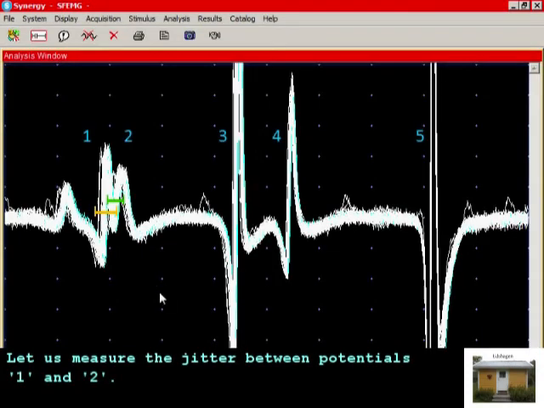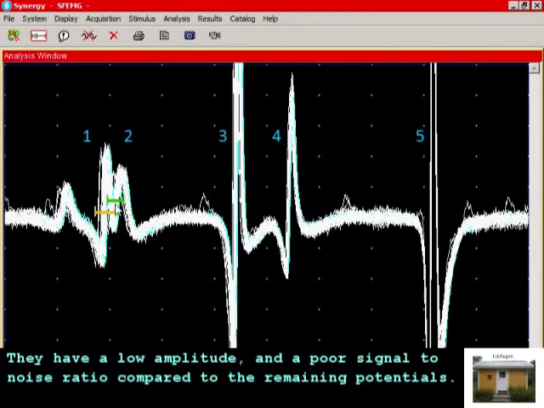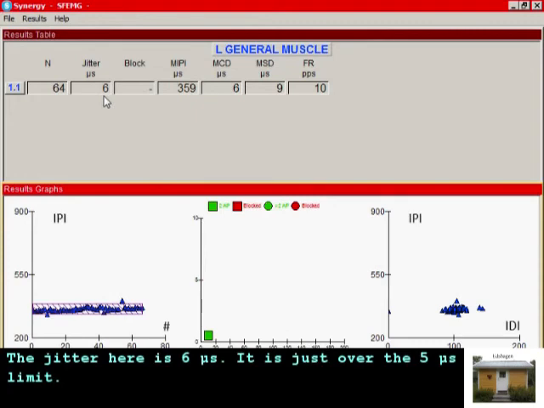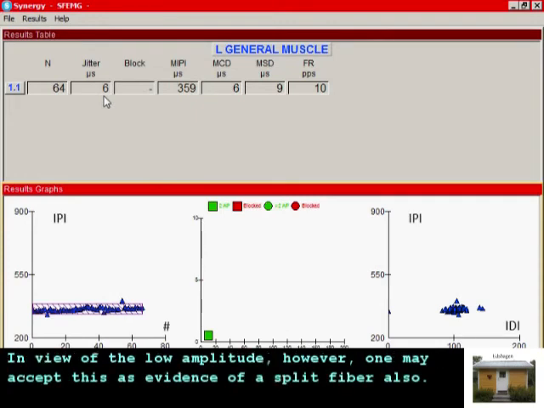Let us measure the jitter between potentials 1 and 2. They have low amplitude and a poor signal-to-noise ratio compared to the remaining potentials. The jitter here is 6 microseconds. It is just over the 5 microsecond limit. In view of the low amplitude, however, one may accept this as evidence of a split fiber also.